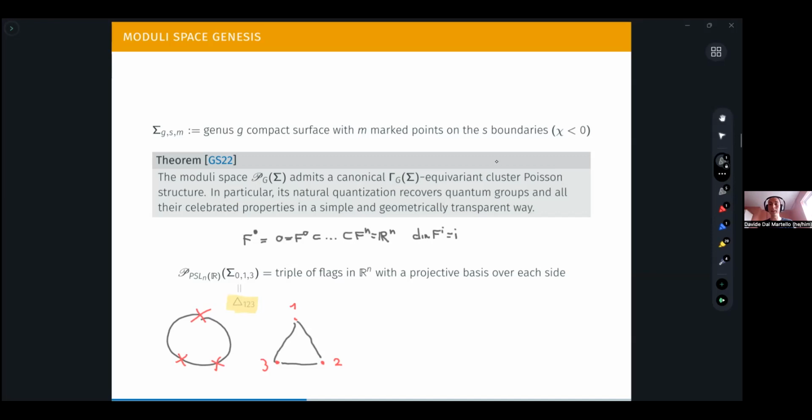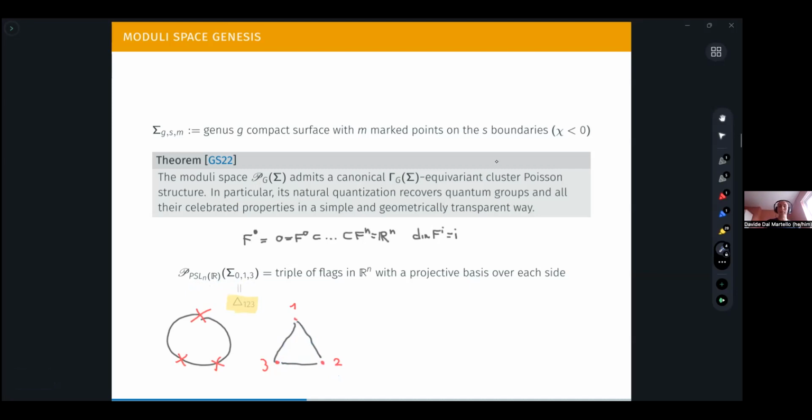And you get a flag for each of the vertices. And on top of that, you also have a projective basis over each side. So there's one special projective basis here, one here, and one here. So this is really what the whole local system boils down to: the case of these choices. Some sort of linear data, some projective basis and some subspaces located on some geometric data of your triangle.